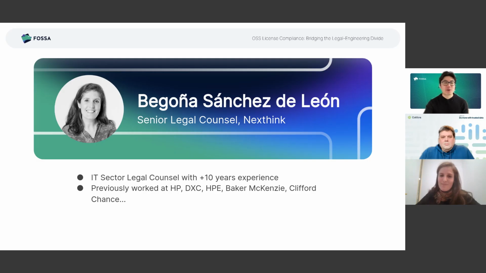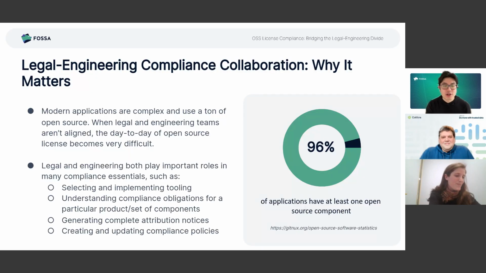Awesome. Thanks for being here. Of course, we all use lots of open source. All right, with introductions out of the way, let's jump to our first big topic. We'll start by talking about why compliance collaboration matters, and what brought us to addressing these issues inside of our companies. Modern applications are really complex. They use tons of open source, and when legal and engineering teams aren't aligned, the day-to-day operations of doing compliance work can get very difficult. So why don't we start off by talking about some motivations? Why does compliance matter? Why does collaboration between legal and engineering matter?